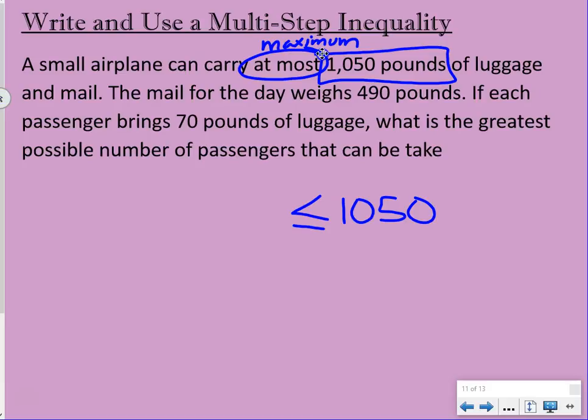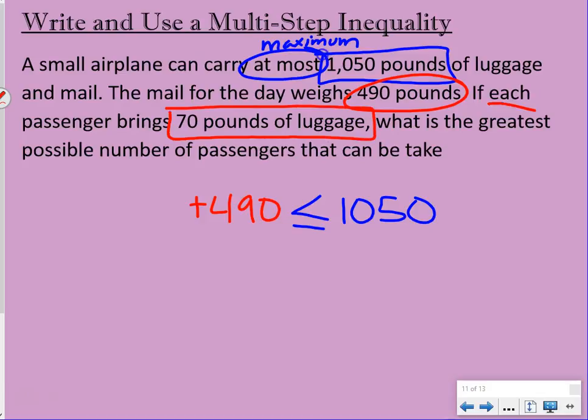The mail for the day weighs 490 pounds. So we know we're starting with 490 pounds, which is being added to if the passengers bring 70 pounds of luggage each. What is the greatest possible number of passengers that can be taken? So we have 70 pounds of luggage each. When you see that each, that's like per, which means you're going to be multiplying. So we're multiplying 70 by the number of passengers, which we don't know, so that's going to be our variable. So we'll have 70x plus 490 is less than or equal to 1050.